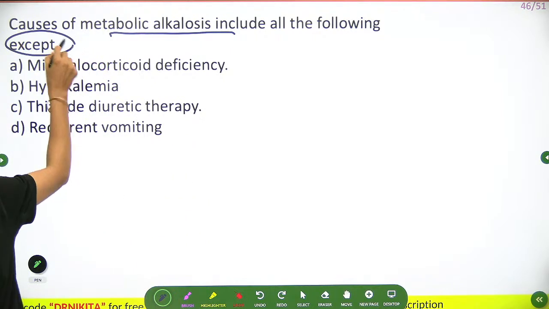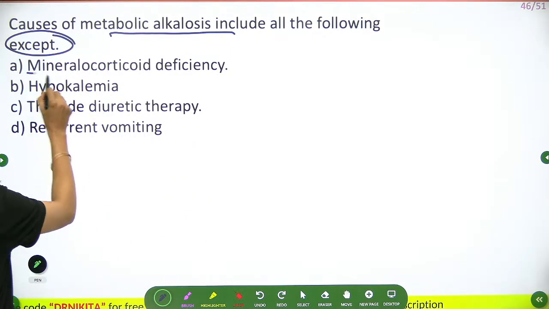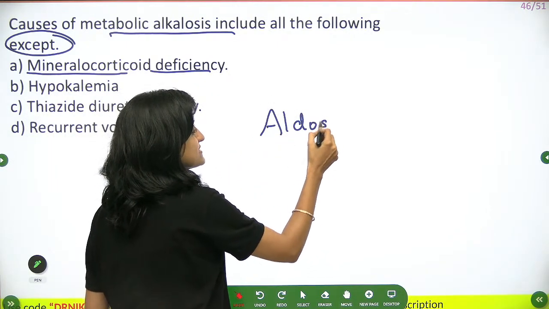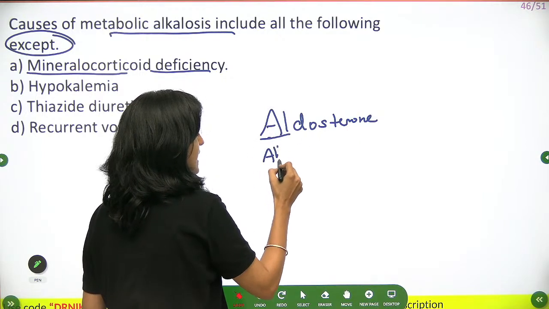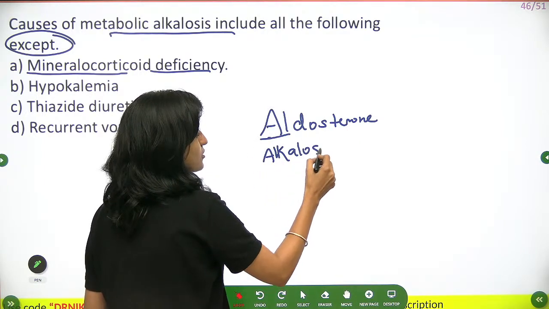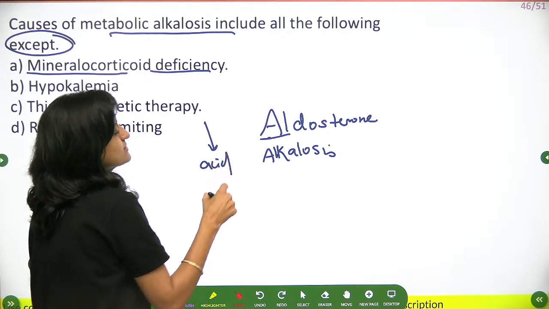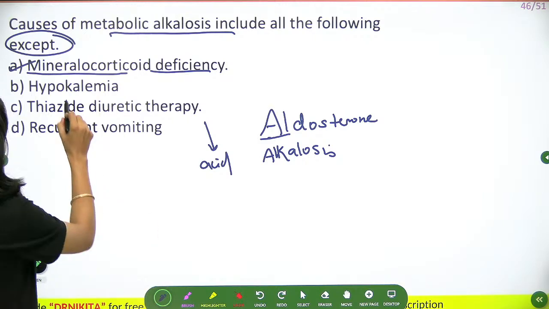Causes of metabolic alkalosis include all of the following except. The question is except. So mineralocorticoid deficiency. That means your aldosterone is decreased. You know that aldosterone causes alkalosis. So when aldosterone is decreased, it will cause acidosis. So definitely this is your acidosis.